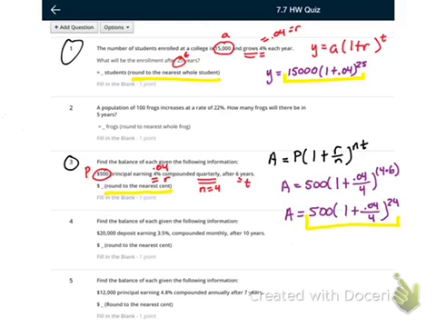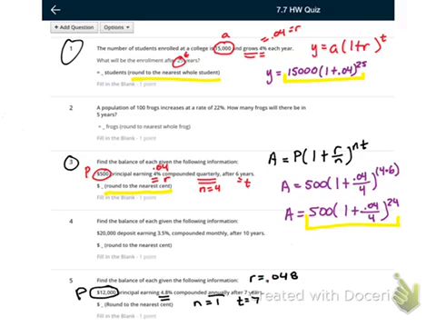Let's look at one more compound interest problem. So let's look at 5 down here at the bottom. It's a little hard to see, but same idea. It says find the balance of each given the information that follows. So we've got 12,000 as our principal. Our rate in this case is going to be 0.048 because we have to move the decimal place 2 places. And then T is going to be 7. And this time it says compounded annually, so that's 1 time a year, so N equals 1.